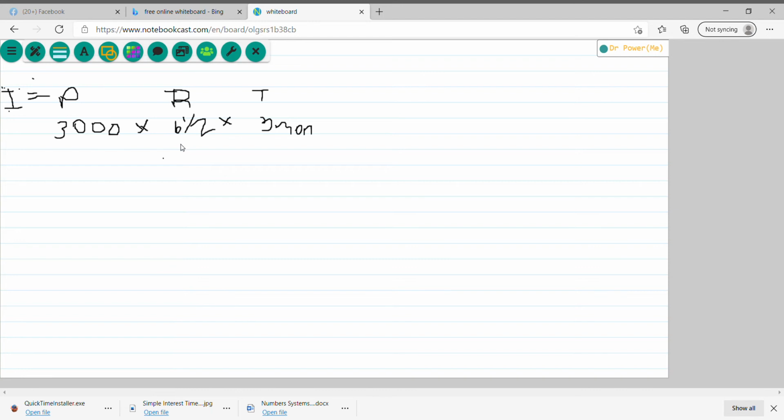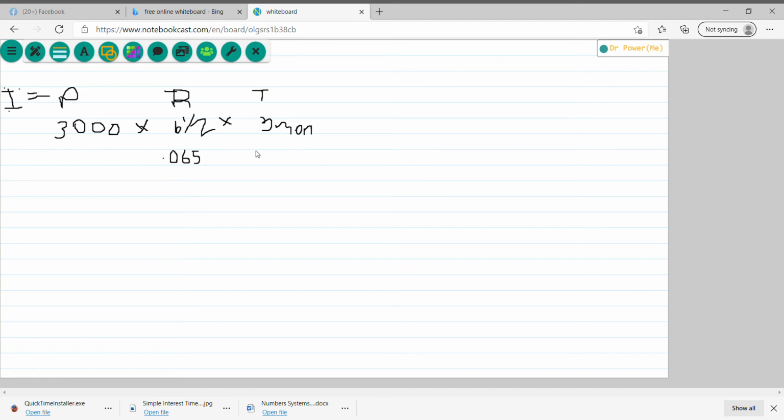We're going to convert the 6.5% to 0.065. Hopefully you already knew that and could see it already happening. Because 6.5% is 6.5 out of 100, and we're going to move that decimal 2 places to 0.065.